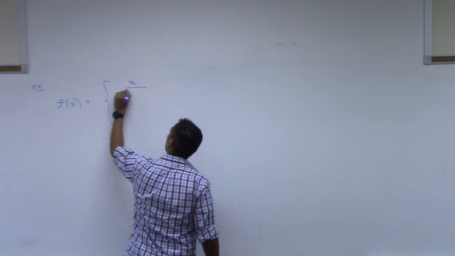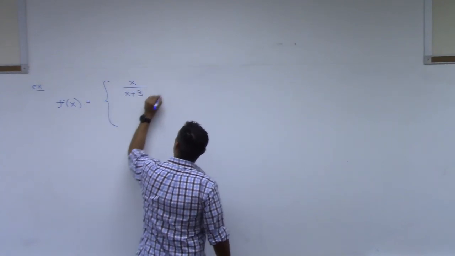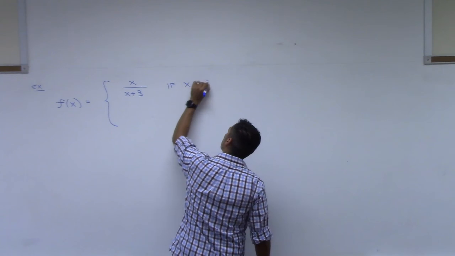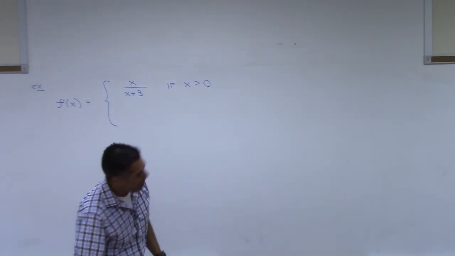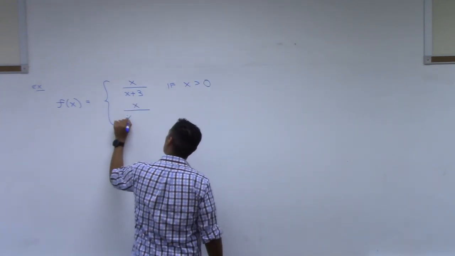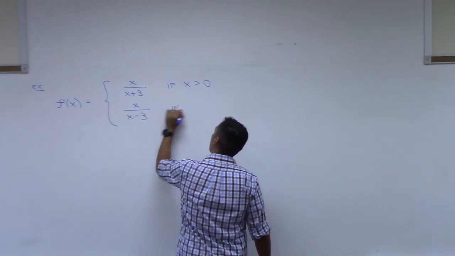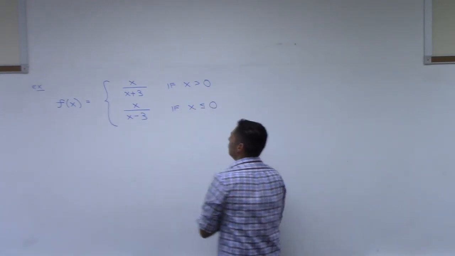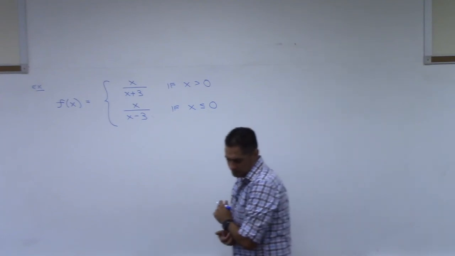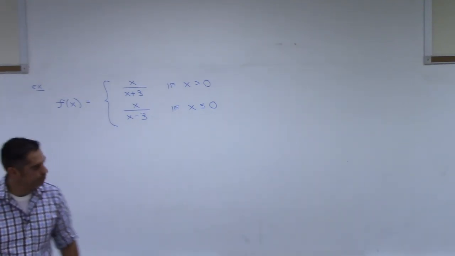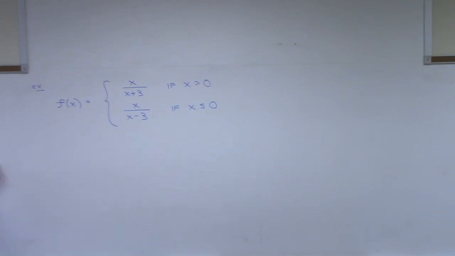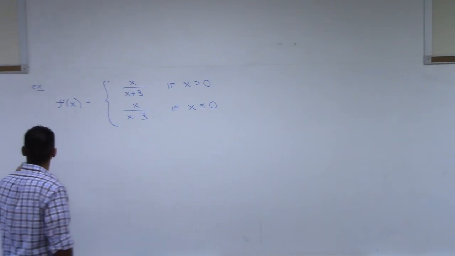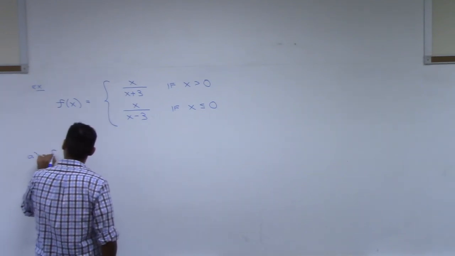All right, let's try this one. x over x plus 3 if x is greater than 0, and x over x minus 3 if x is less than or equal to 0. First, a couple of preliminary questions. What's f of 3?